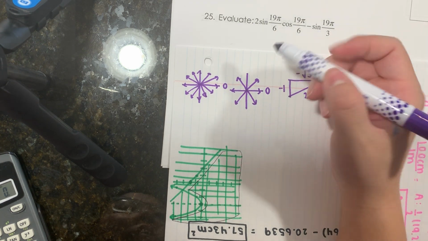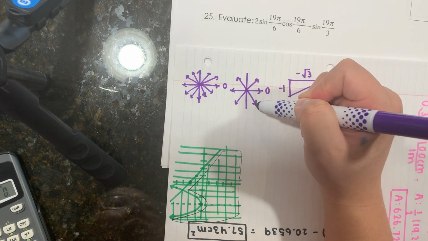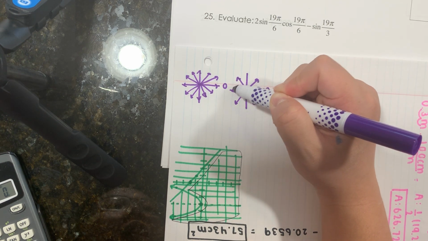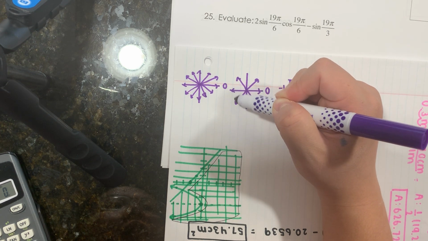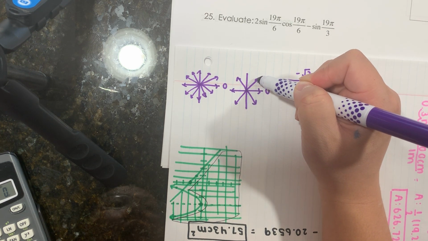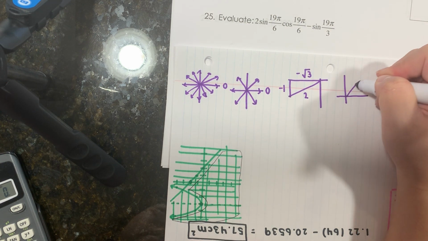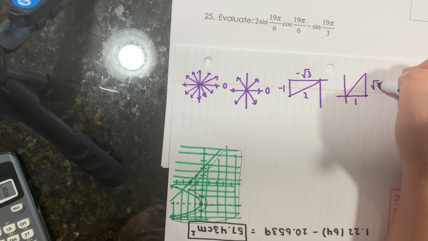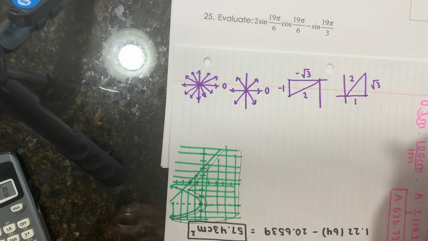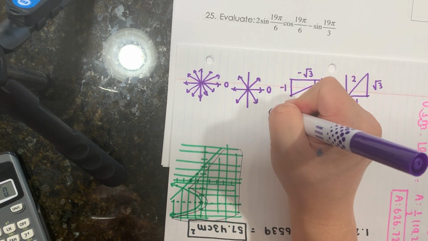Then for 19 pi over 3, counting from 0 would be 1, 2, 3, 4, 5, 6, 7, 8, 9, 10, 11, 12, 13, 14, 15, 16, 17, 18, 19. Which puts me back in quadrant 1. When the denominator is 3, it's a 60-degree triangle, so this would be 1, root 3, and 2. So now we're doing sine of this triangle, which would be opposite over hypotenuse.